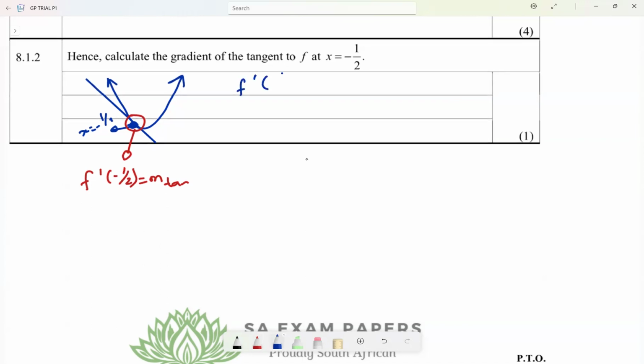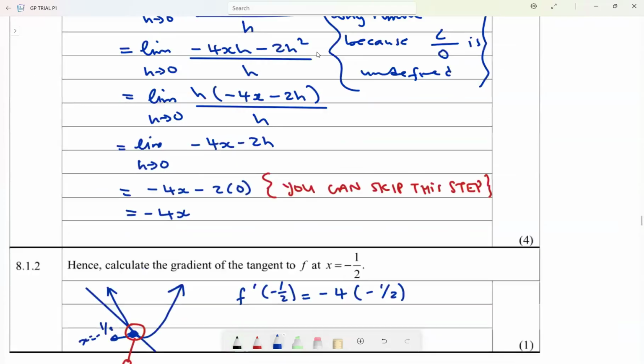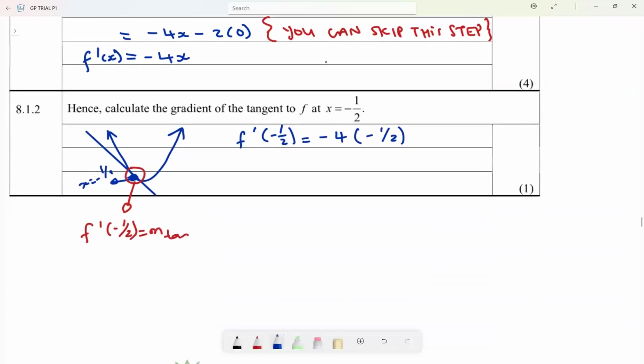So I'm going to just say it is equal to how much. I'm going to substitute the negative 4 multiplied by negative half. Remember, I already know what is my first derivative. So I just substitute when x is equal to negative half, and then I get a beautiful answer that is 2. So this was just very easy.